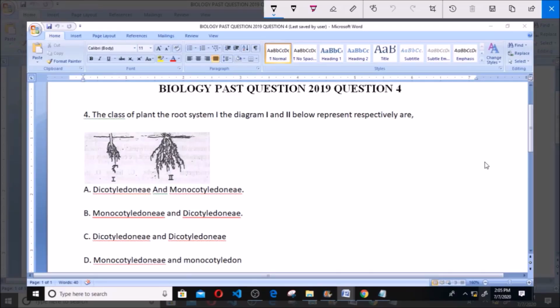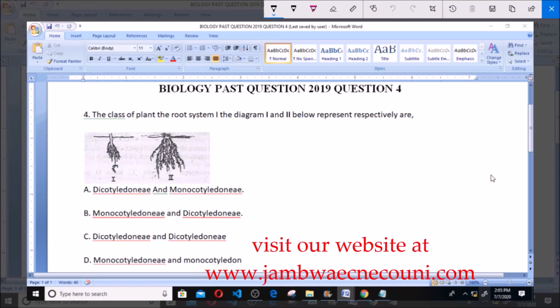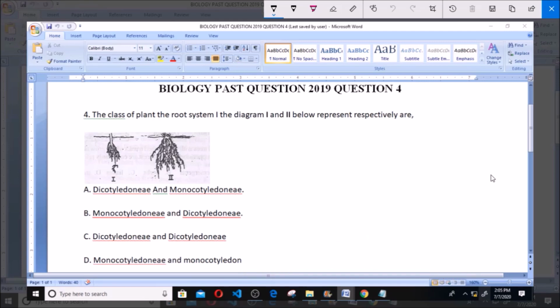Hello, welcome. Today we'll be dealing with biology past question 2019, question 4. The class of plants the root system in the diagram I and II below represent respectively are A. Dicotyledonea and monocotyledonea, B. Monocot and dicotyledonea, C. Dicotyledonea and dicotyledonea, D. Monocotyledonea and monocotyledon. The correct answer in this particular question is A. Now I will tell you why.